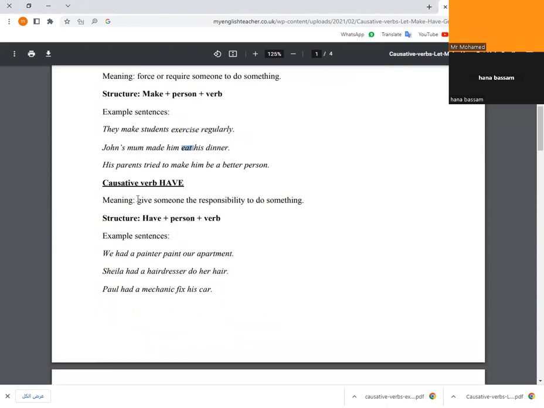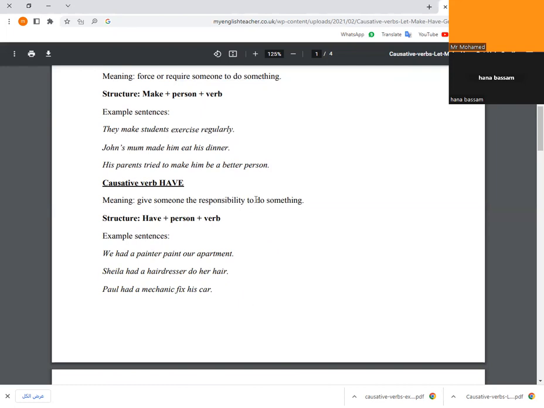Now let's move to the third verb اللي هو have. نيجي للنوع الثالث من الأفعال اللي هو have. طبعا have هنا مش بمعنى يمتلك. We're not going to talk about have as to possess something. No, we don't mean this. But we use have here as a causative verb. What does it mean, have here? It means to give someone the responsibility to do something.